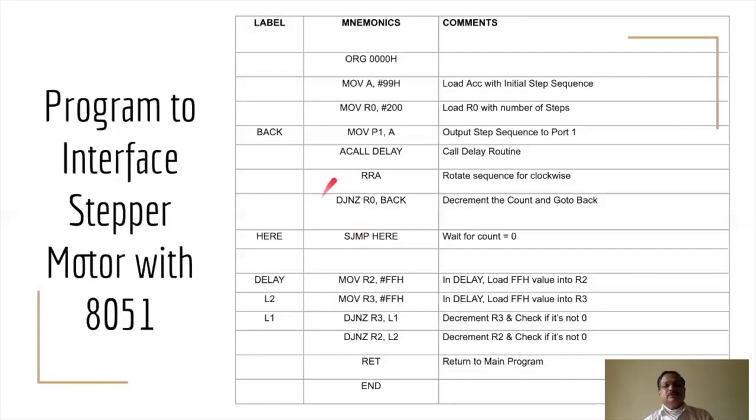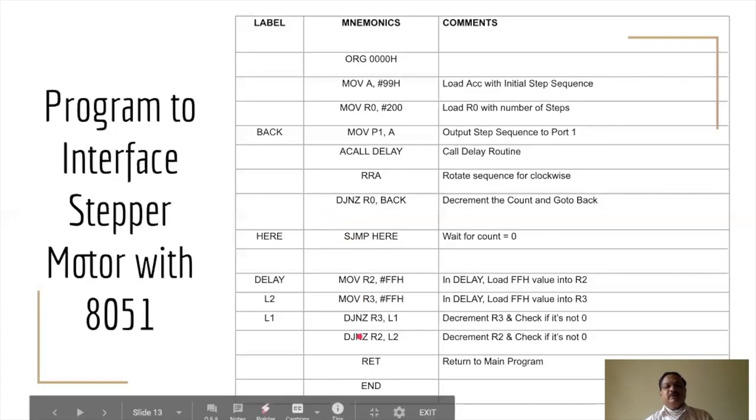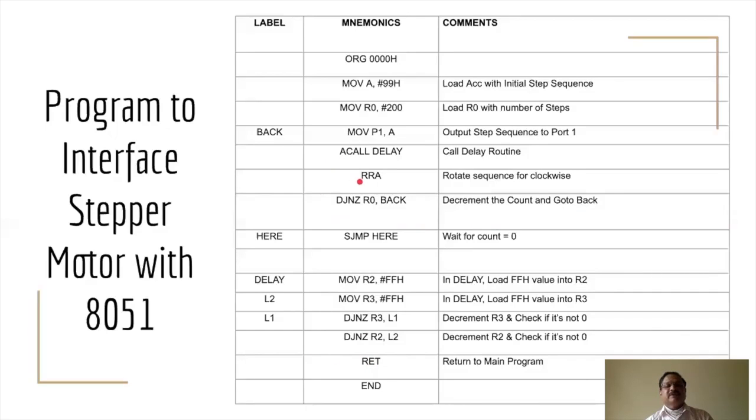So, with call, the program will return to the main program. Here you are calling the delay routine. After executing the delay routine, when it finds the RET instruction, the return instruction, it will come back and go to the next instruction in the sequence. However, in case of jump, the address is specified, and the program will remain there only. So that is the difference between call and jump.